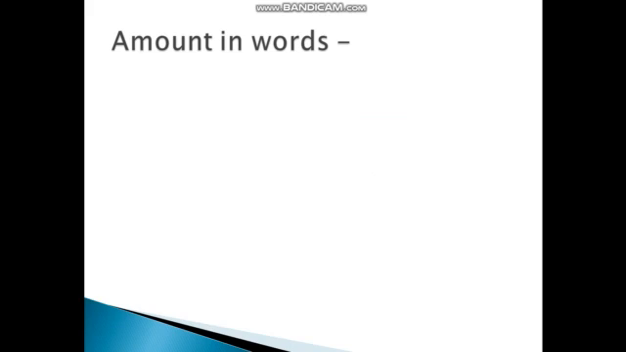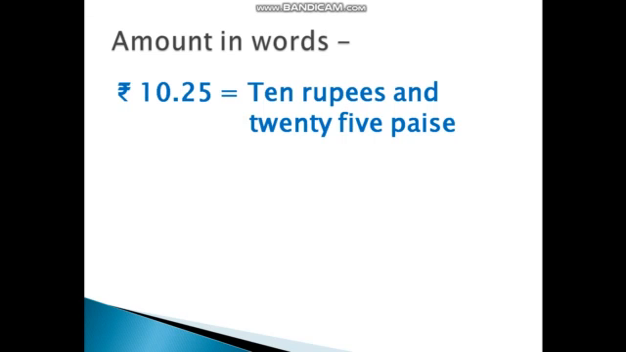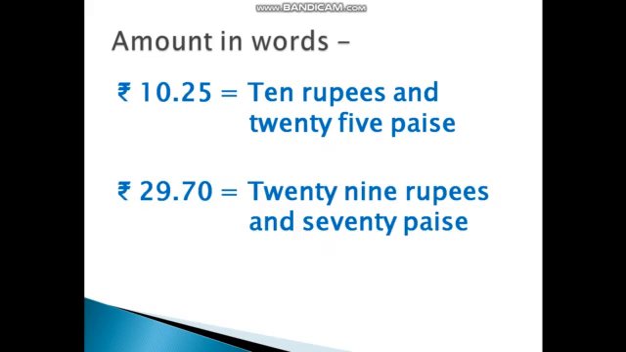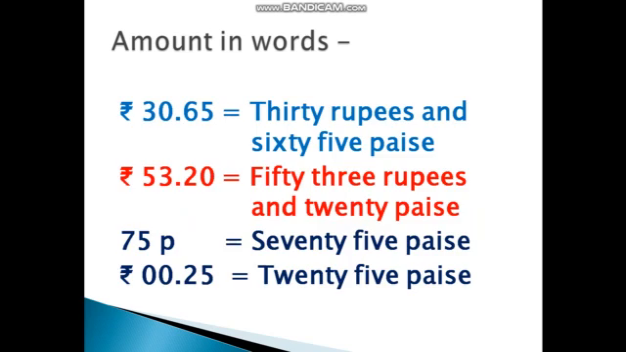Let us understand this with some examples. See, this is 10 rupees 25 paise. We just saw that on the left hand side of the dot we have rupees and on the right hand side we have paise. See here, it is 29 rupees and 70 paise. More examples, 30 rupees 65 paise, 53 rupees 20 paise. Now see here, it is just written 75p. So this p is an abbreviation for paise. So this amount is 75 paise.